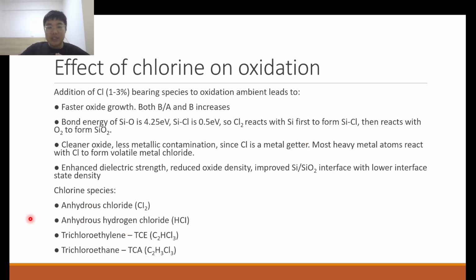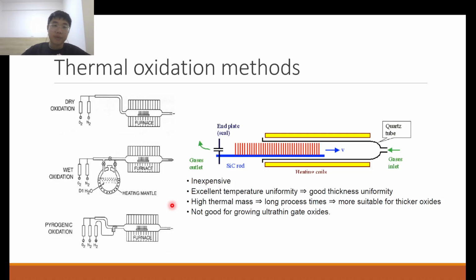And so the chlorine species that we can use for this oxidation process can be, of course, your standard anhydrous chlorine gas, right? It can be hydrogen chloride, it can be trichloroethylene, or it can be trichloroethane. So it can be a range of different chlorine containing species. And so now I'll briefly cover a thermal oxidation method.